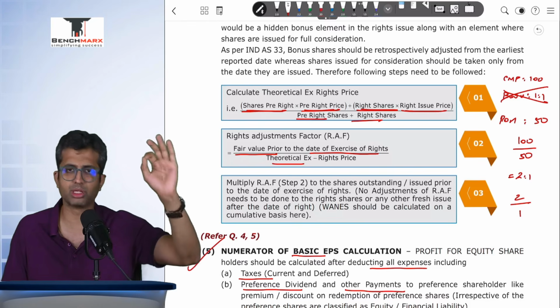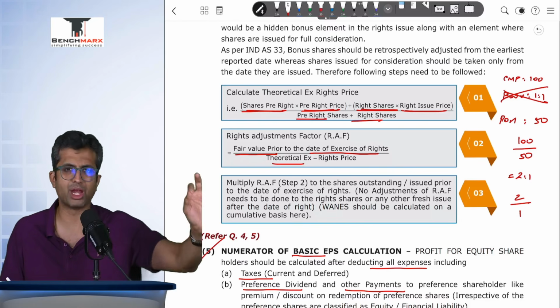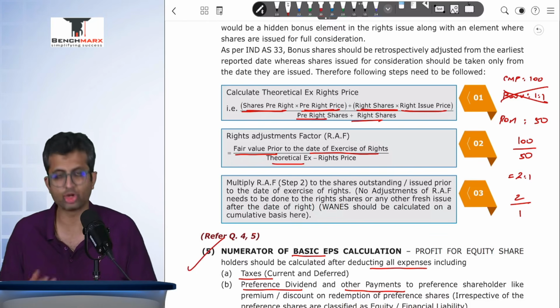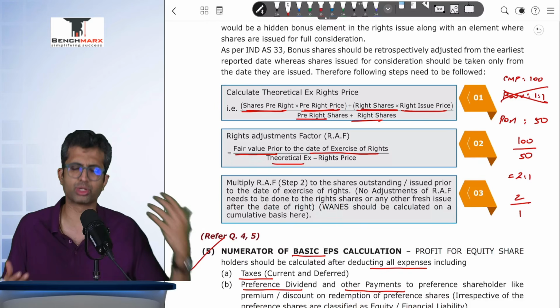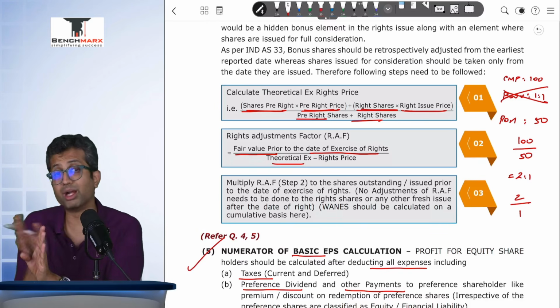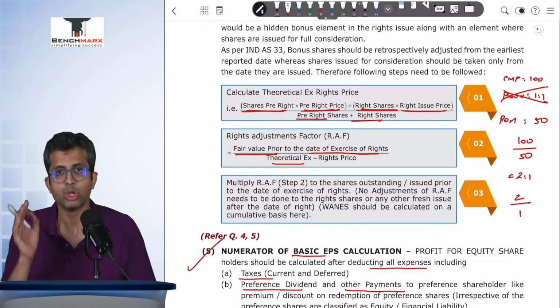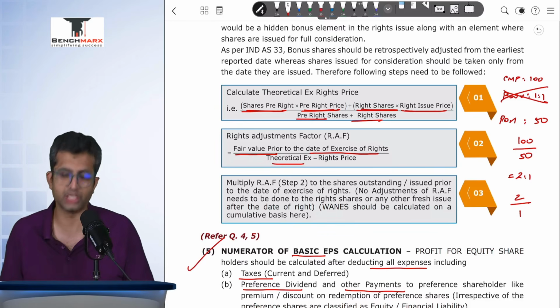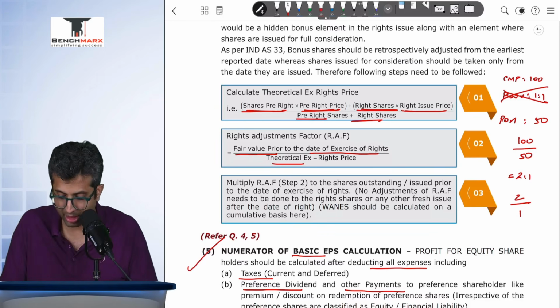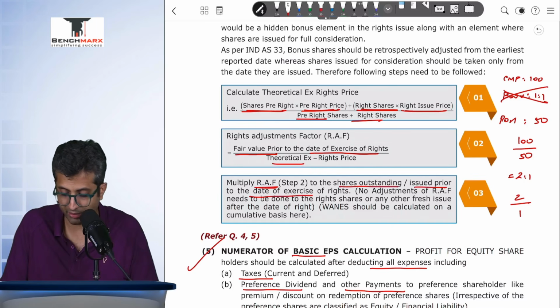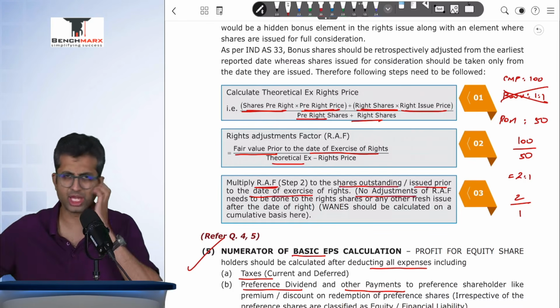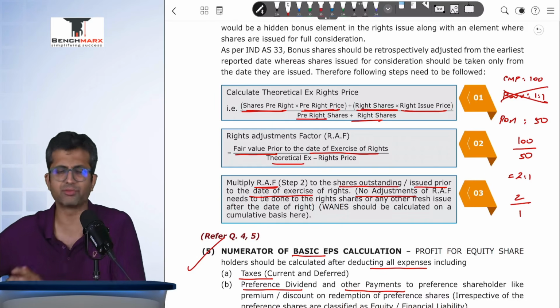Otherwise, just remember the formula: fair value prior to the rights divided by the theoretical ex-rights price will give you the rights adjustment factor. It is like the bonus adjustment factor, which you will multiply by all the shares which are issued and outstanding prior to the date of rights. So multiply the RAF to the shares which are outstanding and issued prior to the date of exercise of rights. No adjustment for RAF needs to be done to the shares which are outstanding after the date of rights.